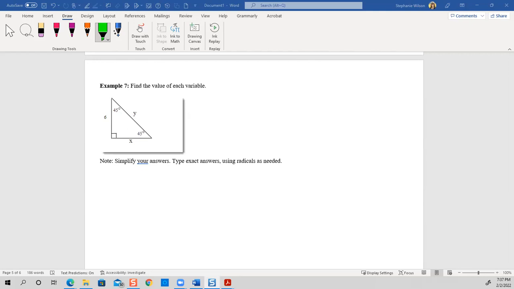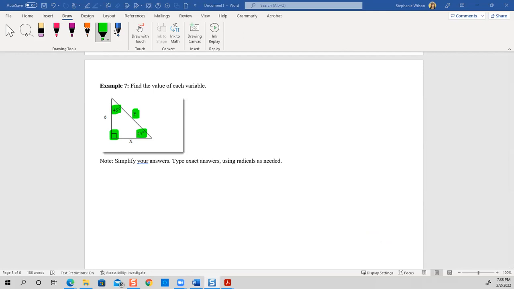What do I know? Well, I know the angles, right? We've got a 45 degrees, a 45, and since it's a right triangle, this is 90 degrees. So we have 3 angles we already know about. We have the hypotenuse side right here, and in this case, the hypotenuse side has a y there. It's the y value.